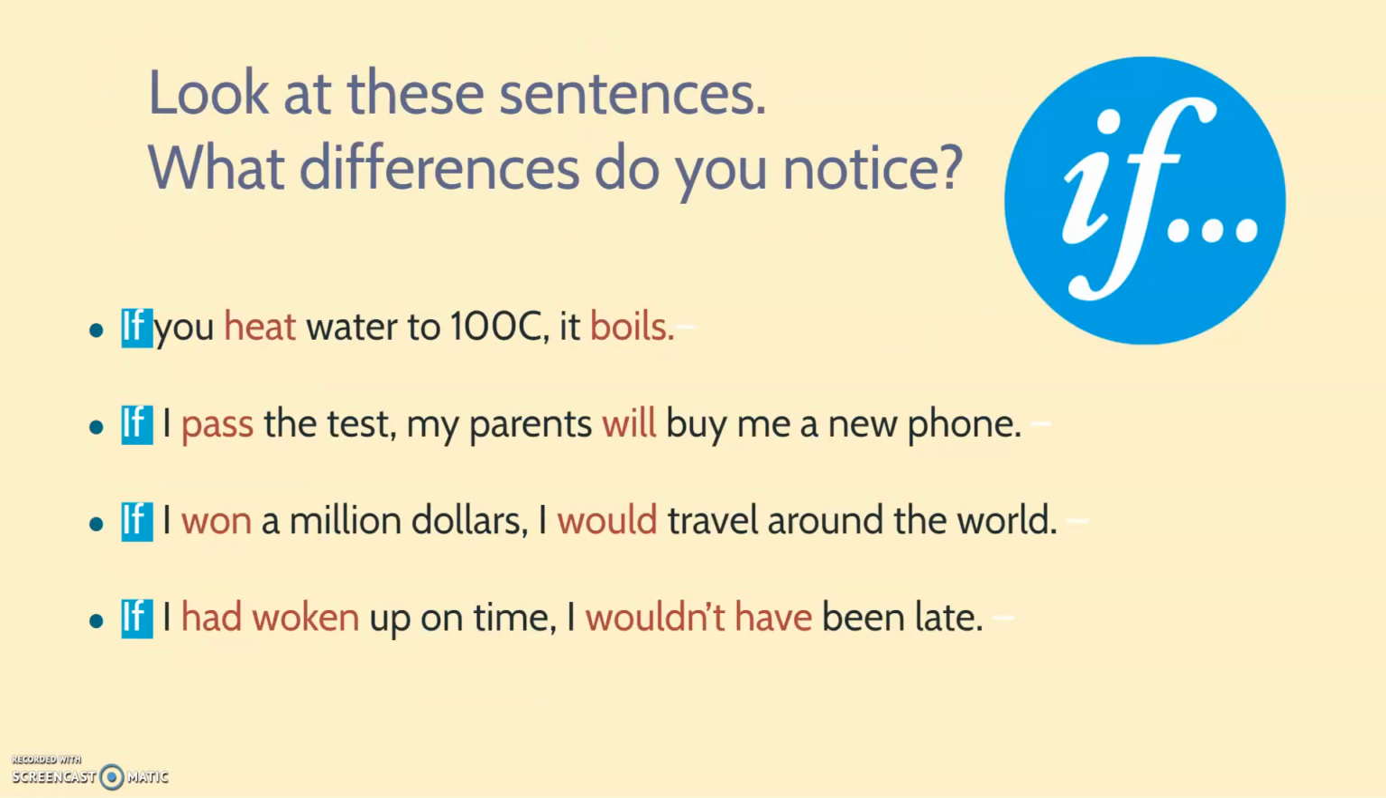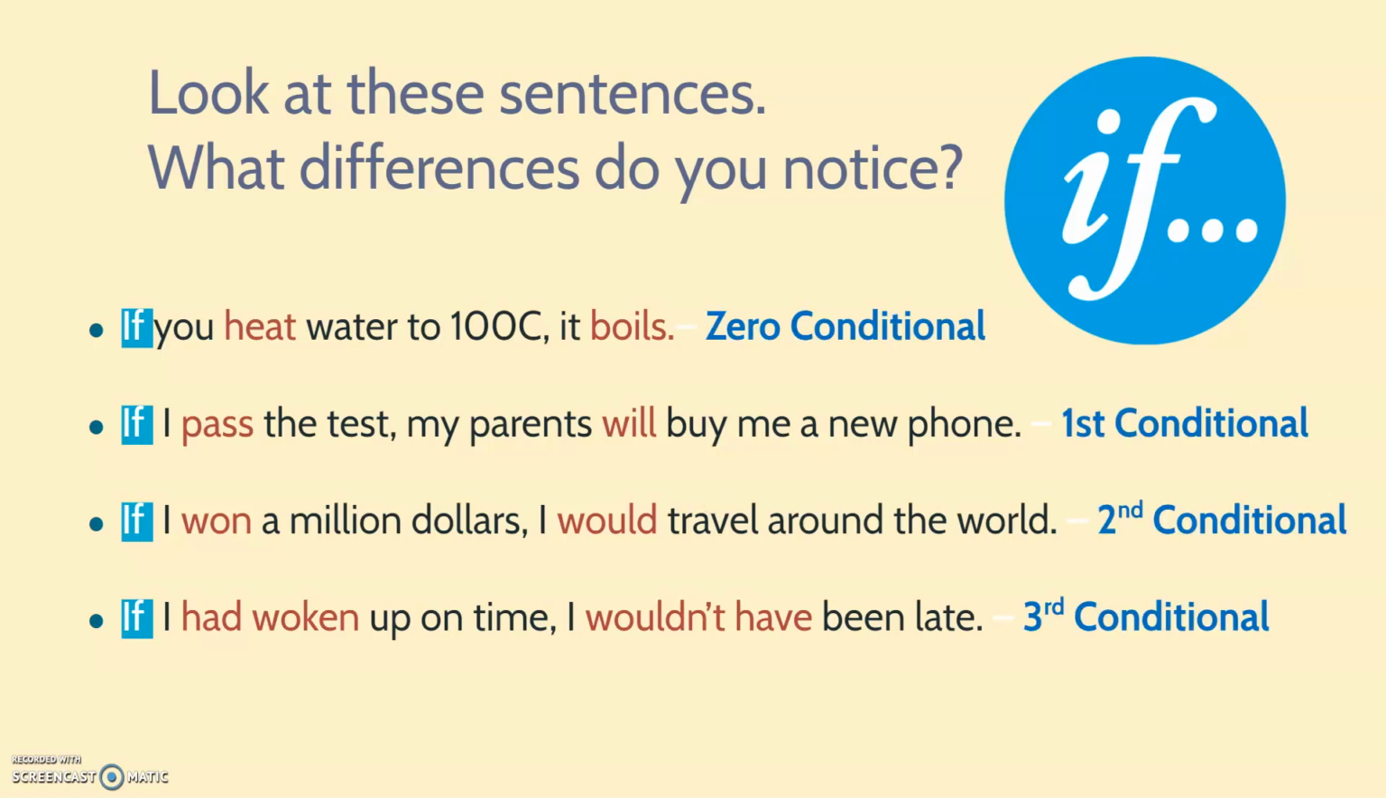So let's look at these 4 conditional sentences. They all use if, but they're all different types of conditional. If you heat water to 100 degrees Celsius, it boils. That's a zero conditional. It's a fact. The next sentence: if I pass the test, my parents will buy me a new phone. That's a first conditional. It's looking at a realistic situation. Both of these things are realistic and could happen.